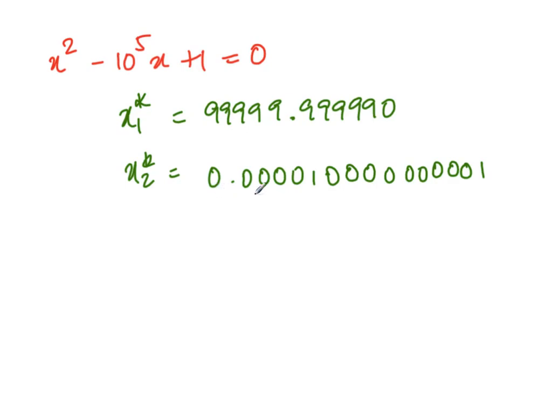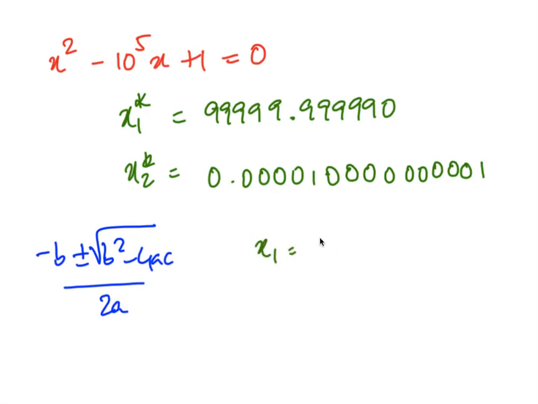Now in this case what happens is, if you use that naive discriminant formula, minus b plus or minus the square root of b squared minus 4ac, by 2a, then you'll end up computing x1 to be this number, and you compute x2 to be 0. Okay? So x1 is not a bad number to get, but this is definitely not acceptable, because you don't want to truncate this thing to 0. So what can we do in this case?